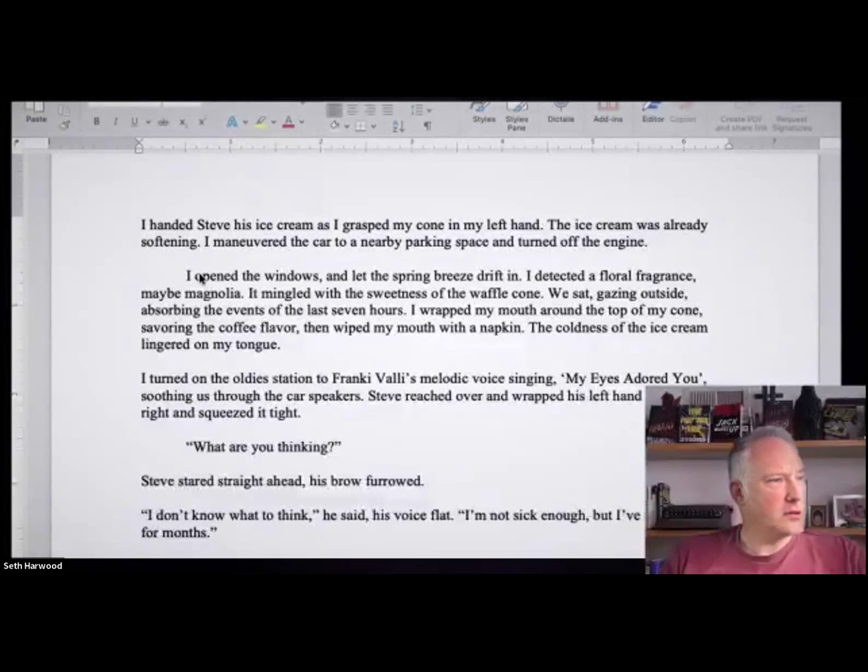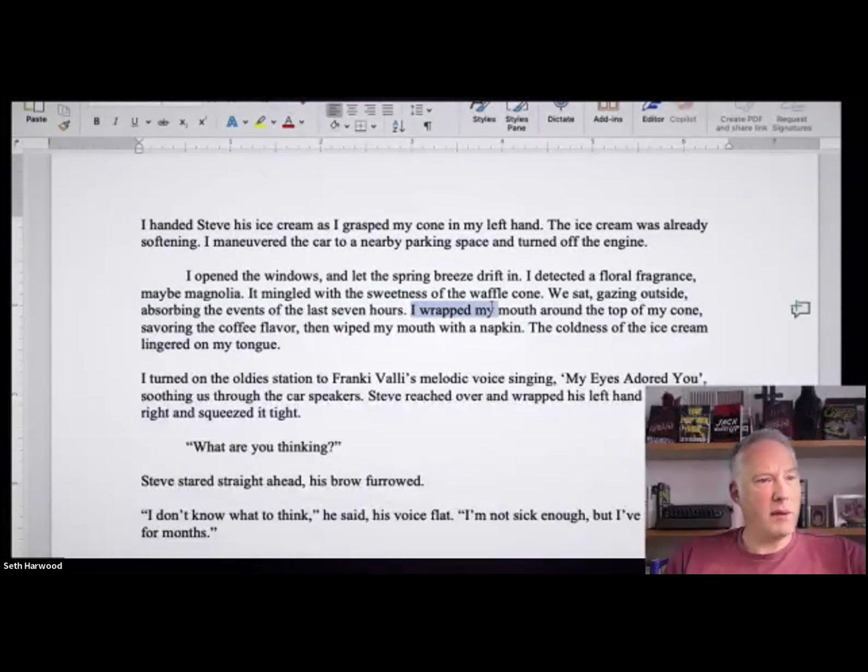I opened the windows and let the breeze drift in. I detected a floral fragrance. It mingled with the sweetness of the waffle cone. We sat, gazing outside, absorbing events of the last 7 hours. So this one could be kind of fast. We don't know how long they're sitting, gazing outside. This could be 10 minutes.